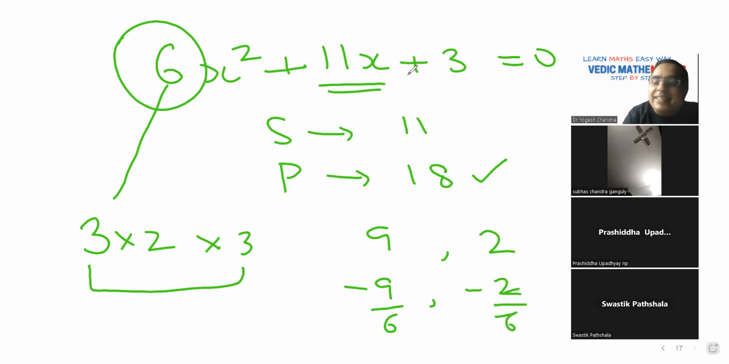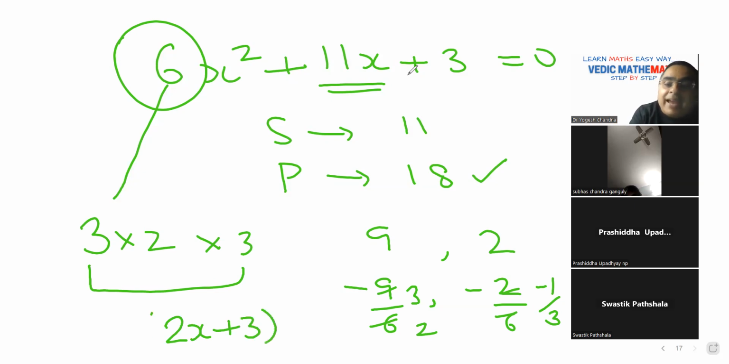So -1/3 is one root, and -3/2 is another root. Now, if you want to write it in equation format, so 2x plus 3 and 3x plus 1. Yes, Mr. Ganguly, is it clear now? A small practice is required, otherwise it's very easy.